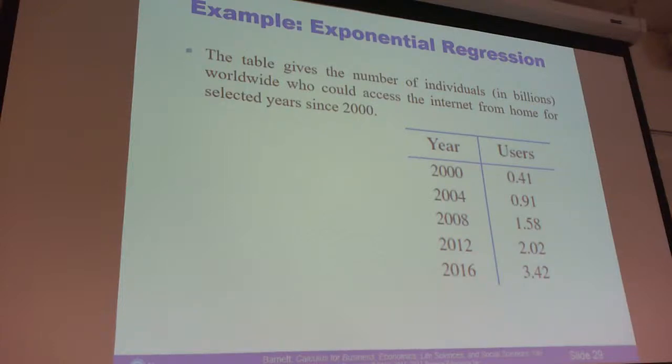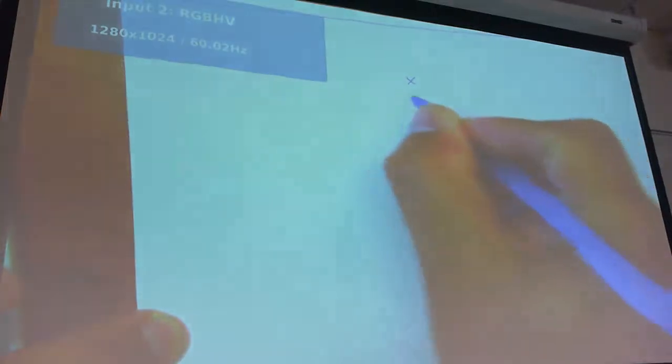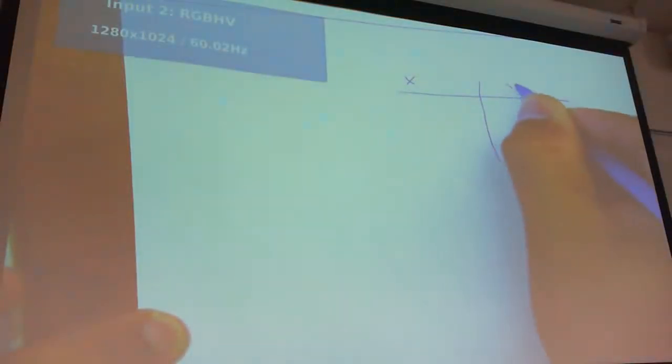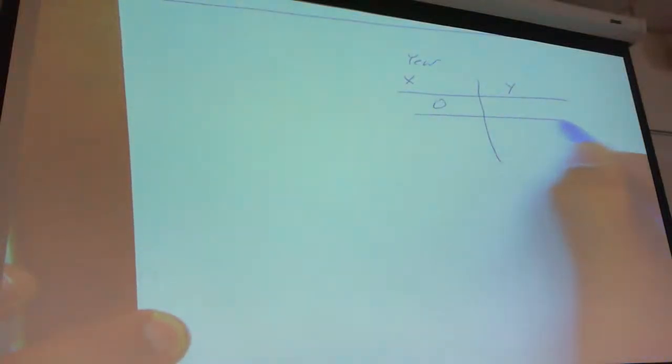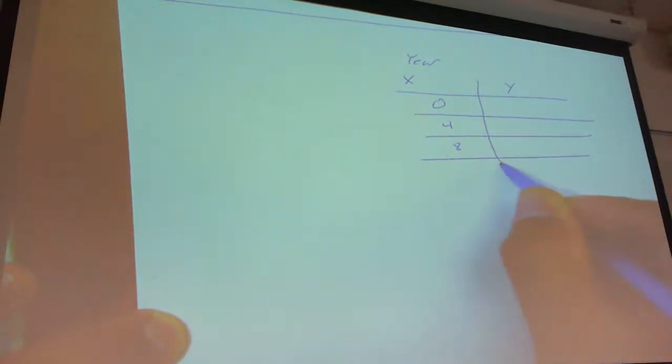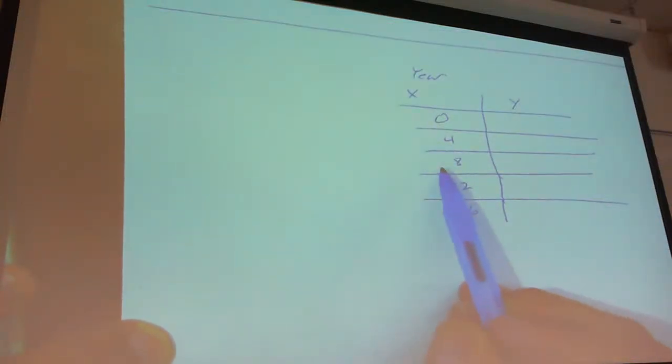The table gives the number of individuals in billions worldwide who could access the internet from home for selected years since 2000. So I'm going to write down the numbers for you. So our X and our Y. X is the year. So we're going to put 0, 4, 8, 12, 16. So 2000, 2004, 2008, 2012, 2016.